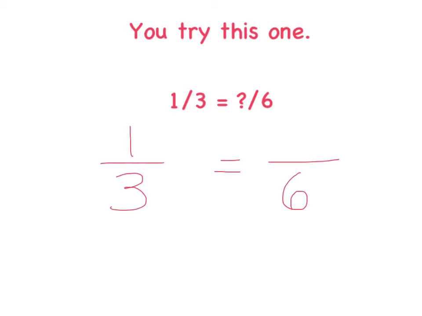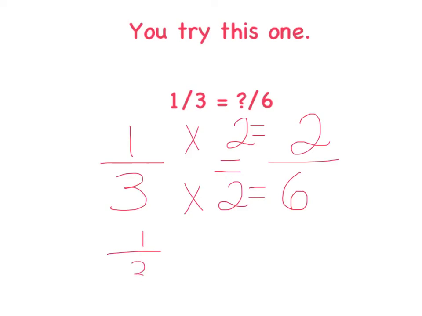Alright, let's see how that went. How did you get from 3 to 6? If you said multiply, you are absolutely right. You multiplied it by 2. 3 times 2 is 6. Now if you multiply the denominator by 2, you have to be fair and do the same thing to the numerator. And 1 times 2 is 2. Therefore, 1/3 is equivalent to 2/6. Was that your answer? Great job, boys and girls.